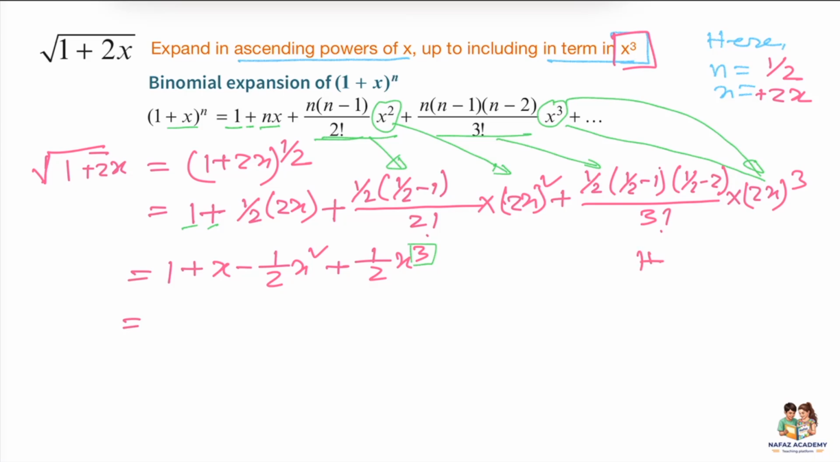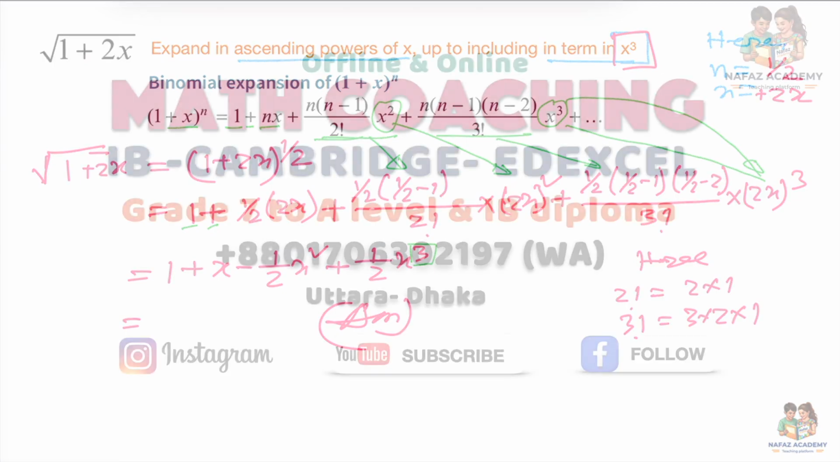Do you know what factorial means? Factorial means, for example, 2 factorial is 2 times 1. 3 factorial means 3 times 2 times 1. 4 factorial means 4 times 3 times 2 times 1. Or use your calculator.